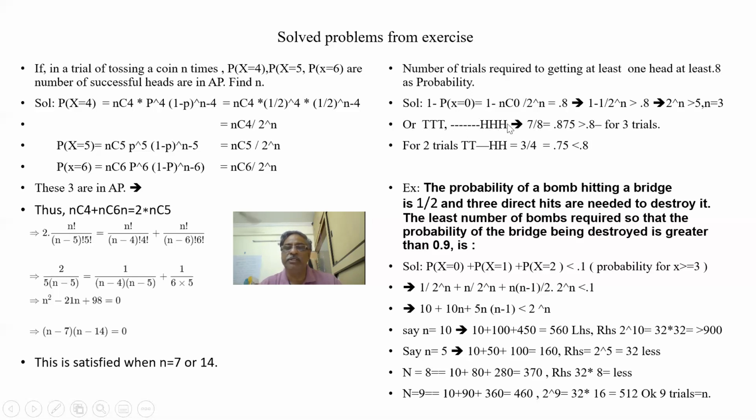There are 7 ways where we can get heads. 7 by 8 is the probability, which is 0.875, more than 0.8. If it is 2 trials, there are 4 ways, and 3 by 4 is the probability, 0.75, which is less than 0.8. So I need 3 trials.